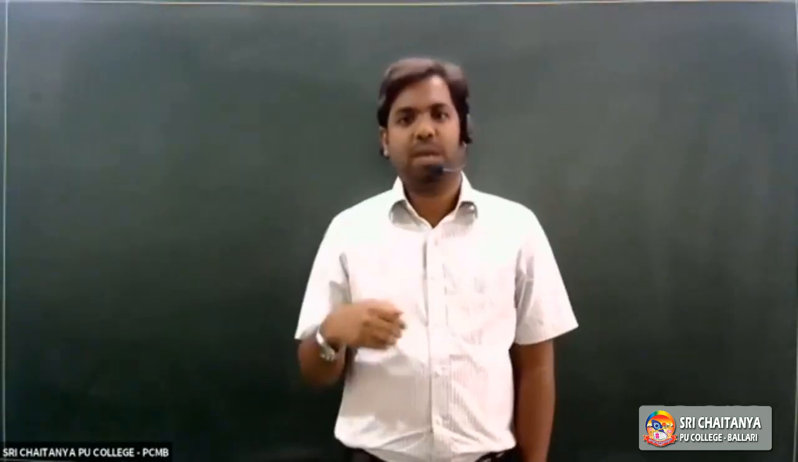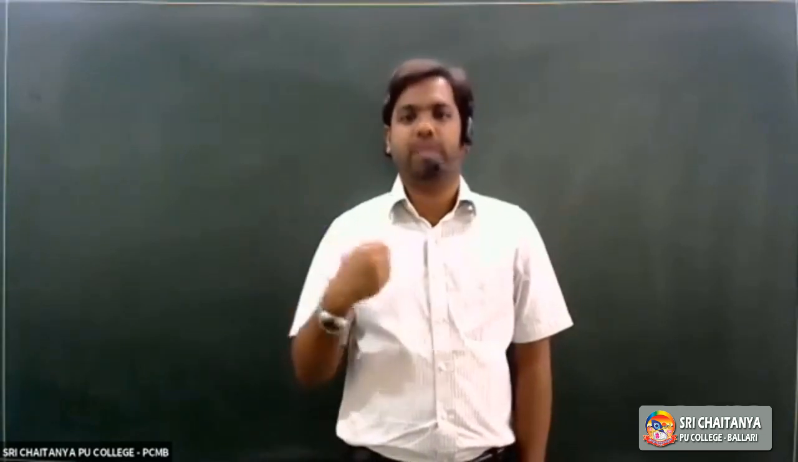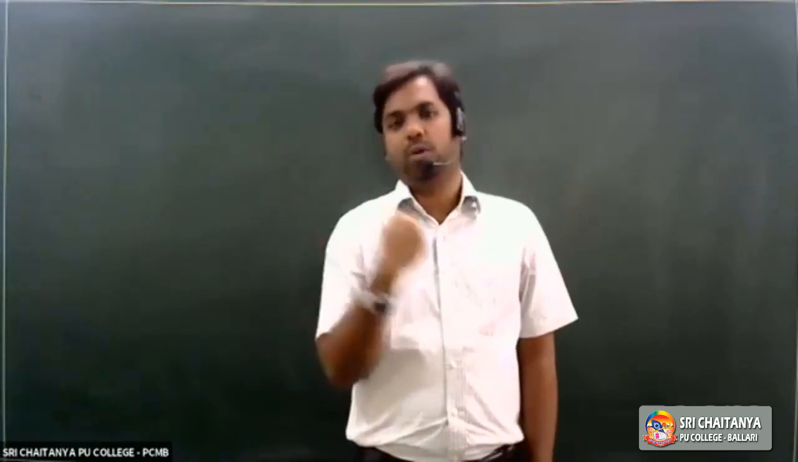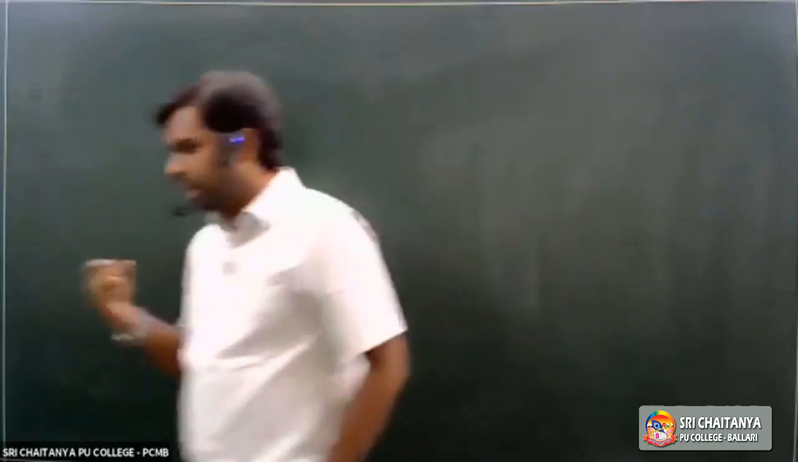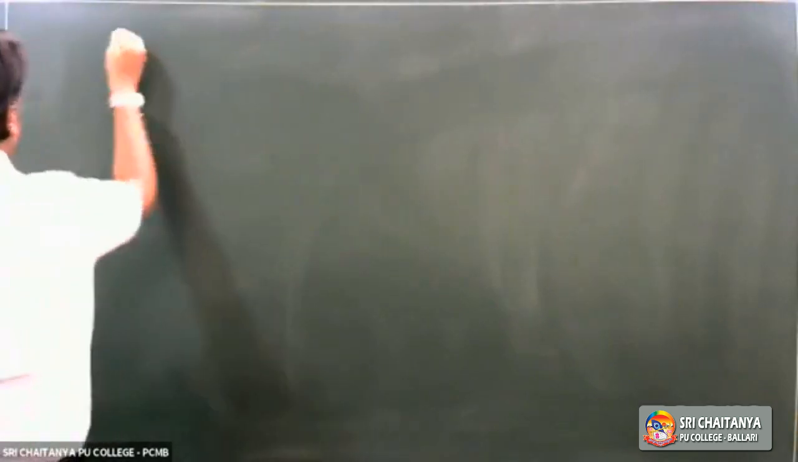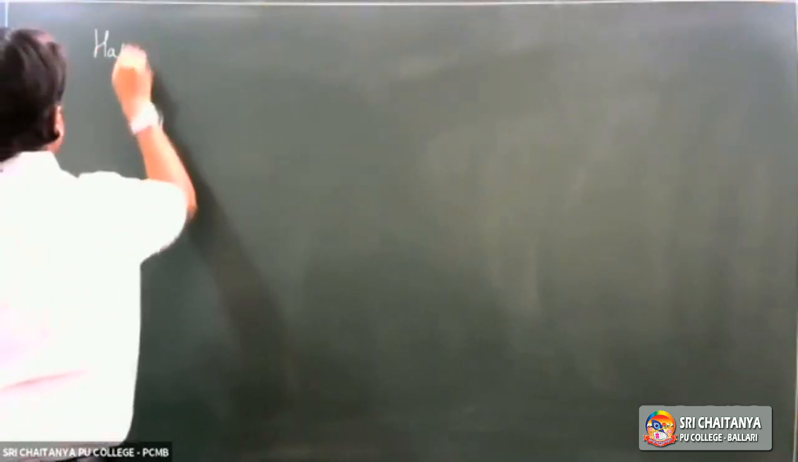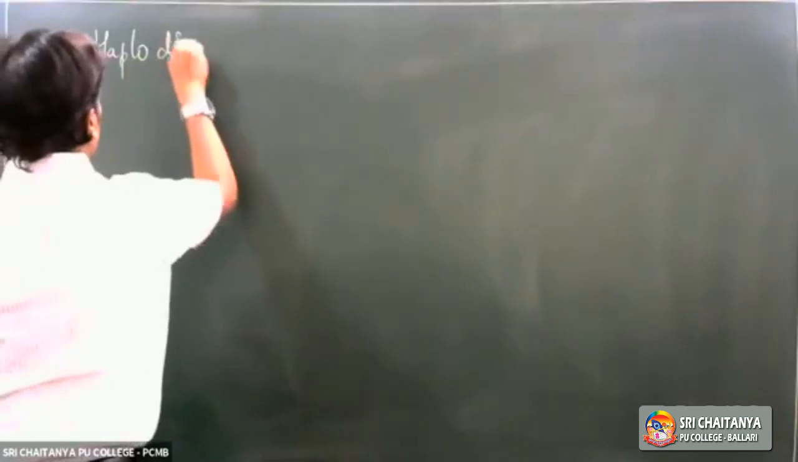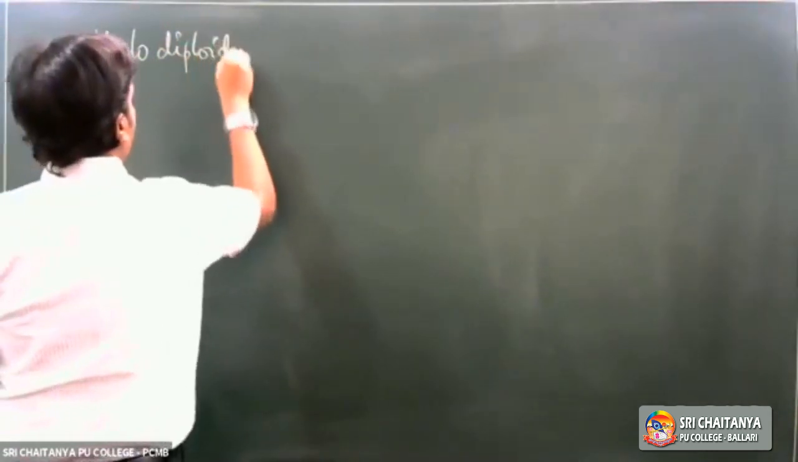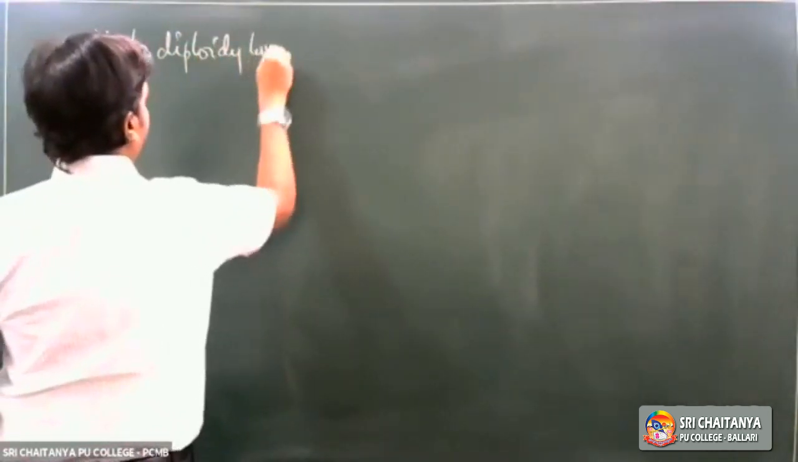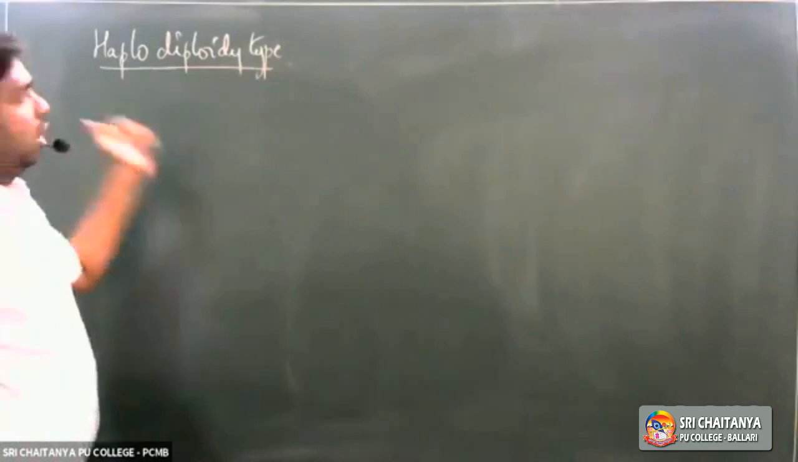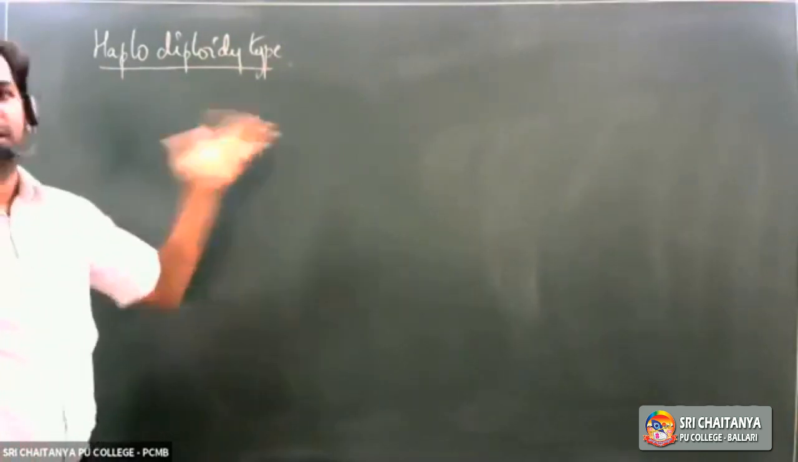In this session, let us continue with another type of sex determination, then we'll move on to the next topic. The type of sex determination we are taking up now is called haplodiploidy type of sex determination. Now, what exactly is this haplodiploidy type of sex determination? Let us get into the details of it.